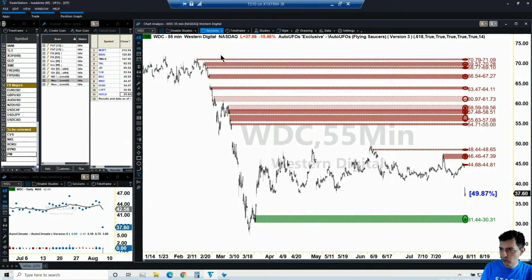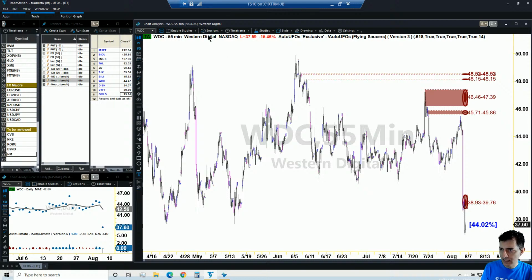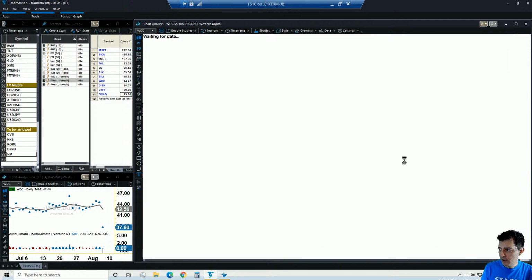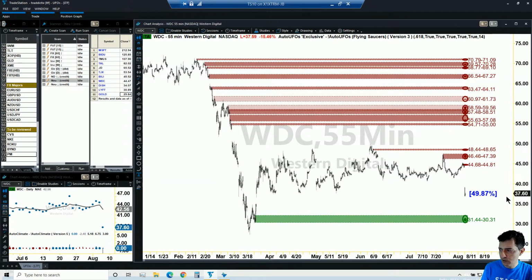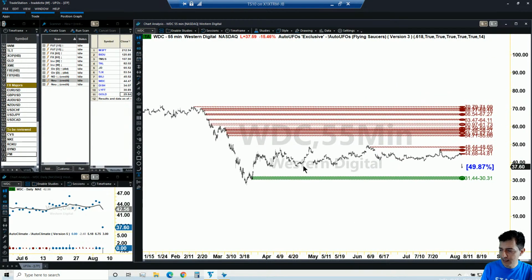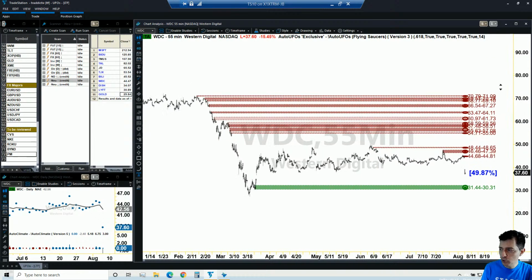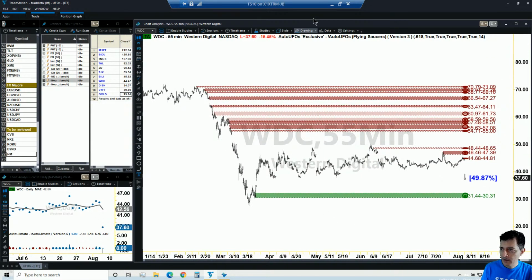With regular session pre-post market is giving us 44, so that's not good. And regular session is giving us 49, which is good. But problem is that we only have one UFO. We need two UFOs to defend ourselves, isn't it?